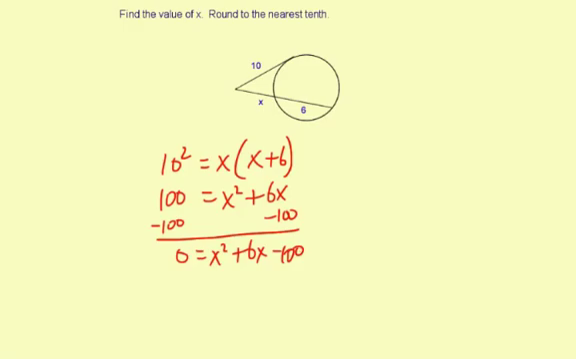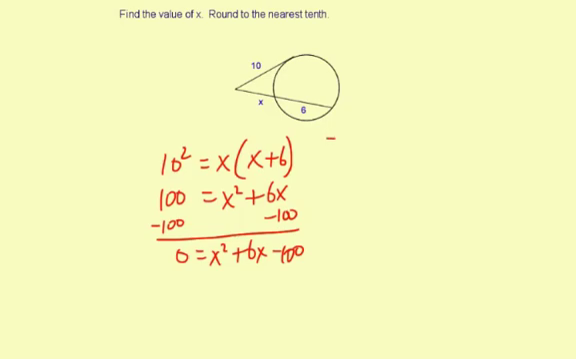Now we want to try and factor this. Using the 6, possible factors of 100 are 10 and 10. Could be 25 and 4. Could be 20 and 5. Could be 50 and 2. Doesn't seem like this wants to factor, so we're going to use the quadratic formula. So let me delete these. And now we use the quadratic formula.